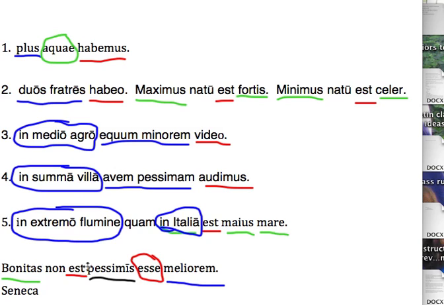So we've got Bonitas non est pessimis esse meliorum. This is something Seneca said. Bonitas, it doesn't look like it, but it's actually a nominative. It goes bonitas, bonitatis. Okay, so non est bonitas means it is not goodness. All right, it is not goodness, and you can see the bonitas, the root bonus, right? The word good comes from this. It is not goodness. Esse, this comes from sum, esse, fui, futurus. Esse is the infinitive form. It means to be. It is not goodness to be.